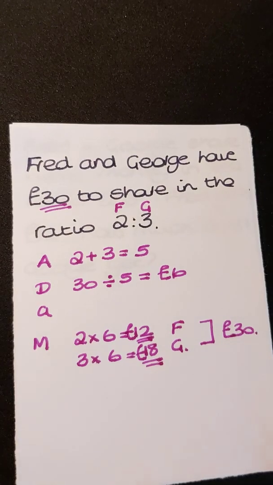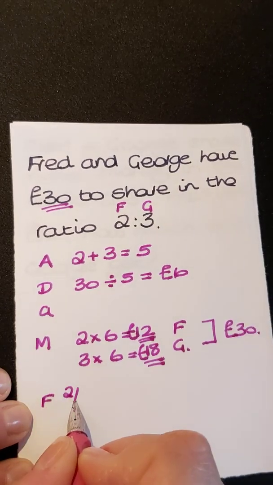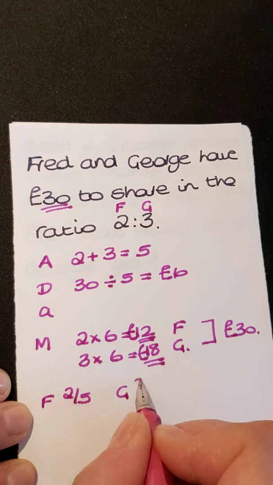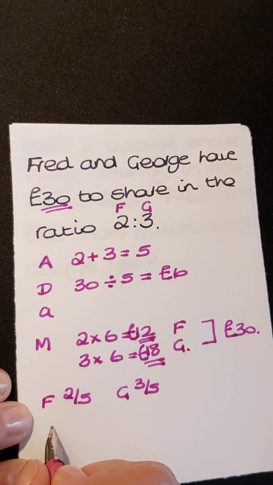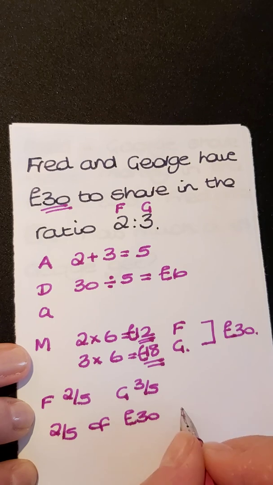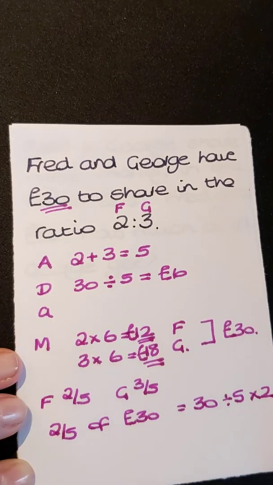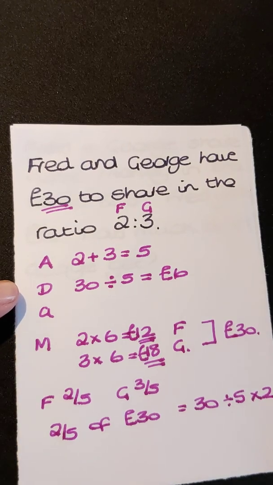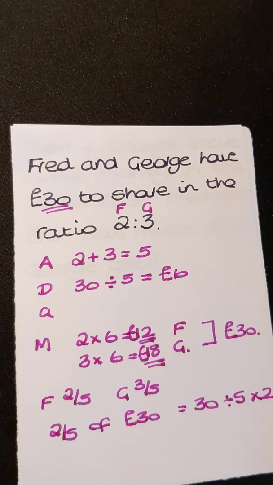The other way of doing this is to work with fractions. Fred gets 2/5 of the money and George gets 3/5 of the money. So if I was working out Fred's amount of money, I would be doing 2/5 of £30. Now that is just 30 divided by 5 times by 2. And if you look, that's actually the same calculation I did up here when I used Adam, but I just did it in lots of different pieces. If your brain works best with fractions, you do it with fractions. If you need to use Adam, use Adam. That's what he's there for.